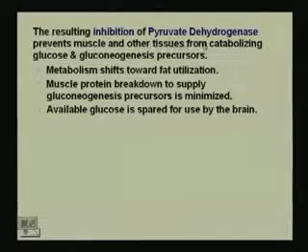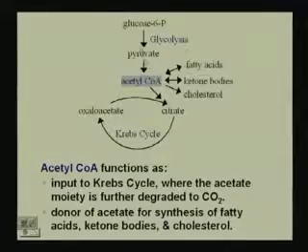Now, the resulting inhibition of the pyruvate dehydrogenase prevents muscles and other tissues from catabolizing glucose and gluconeogenesis precursors. So basically, it's just a regulation of the whole system. This product inhibition, you have to recognize, is a regulation of the whole enzymatic procedure. So this is what we have. We have glucose getting to pyruvate, and now we have acetyl-CoA that is going to be the input to the Krebs cycle, where this acetate is going to be broken down into carbon dioxide. We are going to have this acetyl-CoA also involved in other components, for the synthesis of fatty acids, ketone bodies and cholesterol, but that is beyond what we are going to do.